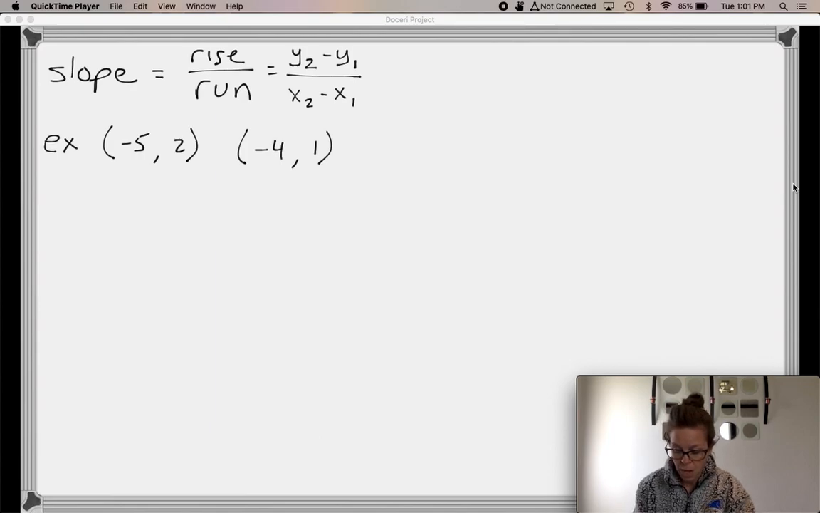So in this problem, I'm going to name this first point, point number 1. So that's my x and y number 1. And then I'm going to name my second point, point number 2. So that's going to be my x and y 2.